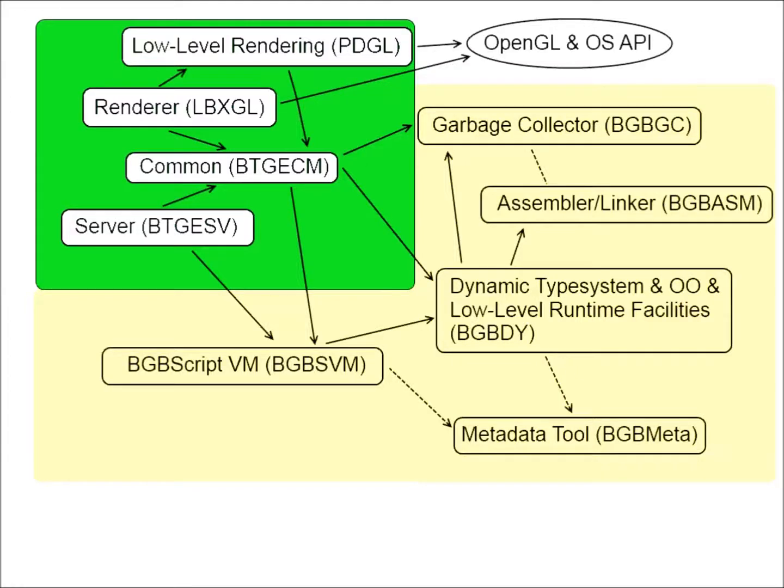Okay, this is an overview of the BGBTech Game Engine. This green area here represents the actual 3D part of the 3D engine, or the main game engine part. The architecture is largely divided into three major areas, one of which is the renderer, the second of which is the server, and in the middle is an area known as common.